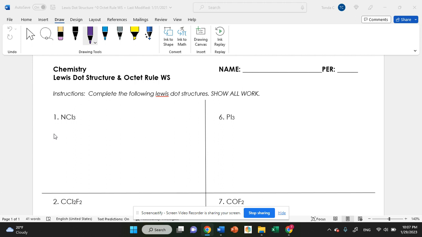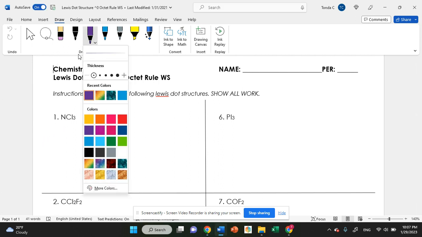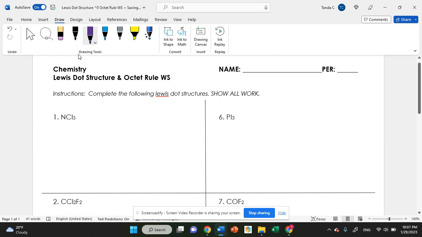Remember, step 1 tells us to add up all the available electrons that we have. So if we're adding them up, nitrogen will give us 5 electrons. Chlorine will give me 7, but there's 3 chlorine, so 7 times 3 is 21, which gives me a total of 26 electrons that I'm working with.